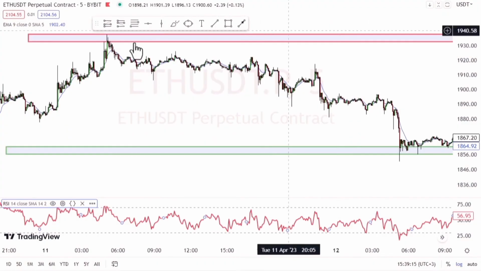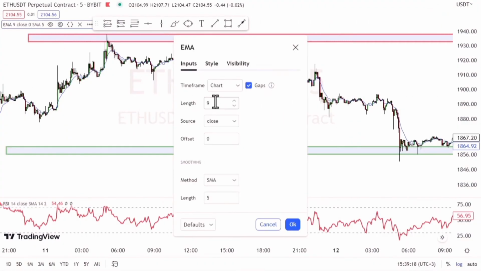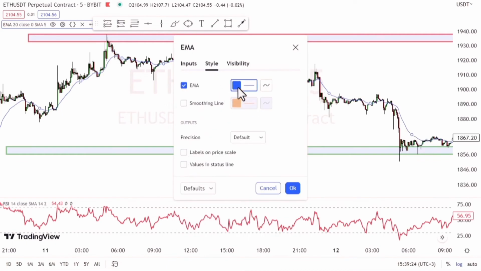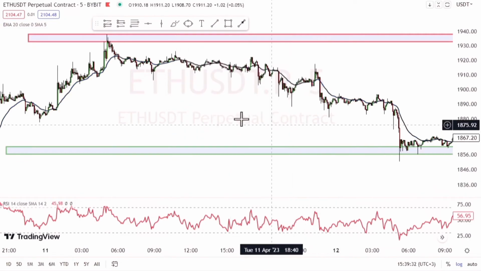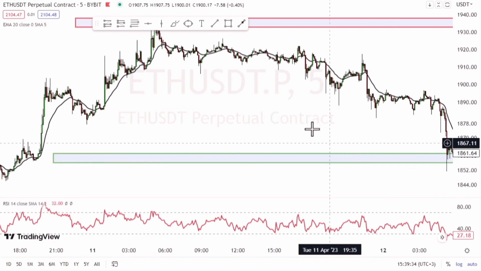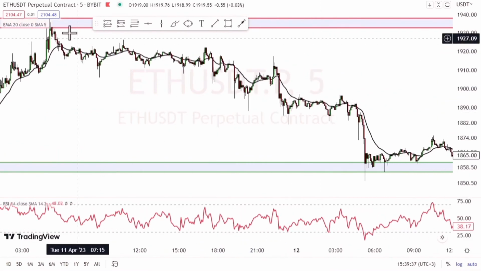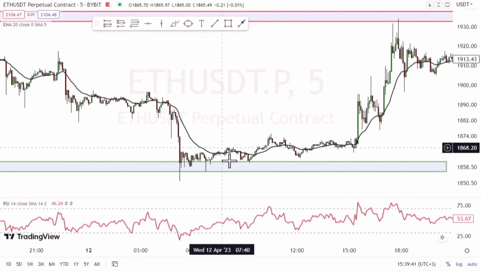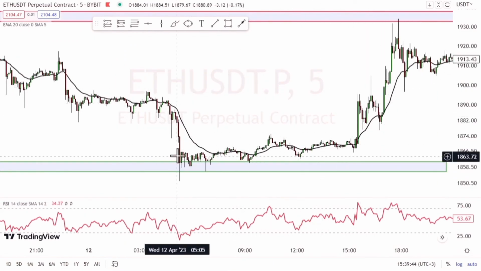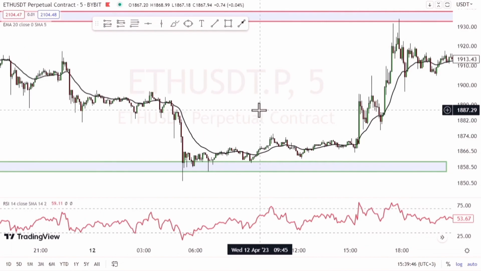Then I go to the settings of the EMA. I put it on 20. I make it a little bit more visible by making it bolder and changing the color to black, just like that. So let's say the price went down to here and I want to enter a trade somewhere around this area. So where is the best place to enter? For entry, I do not use Fibonacci retracement levels. This is my choice. You can choose your own way.